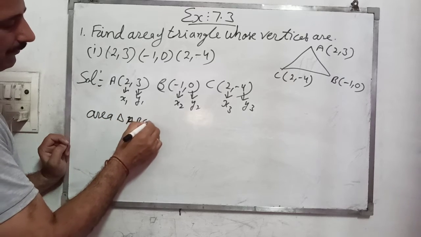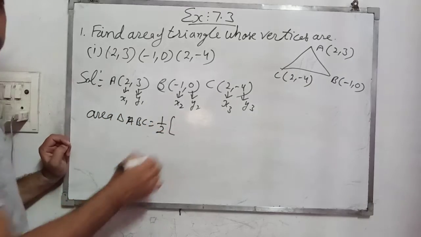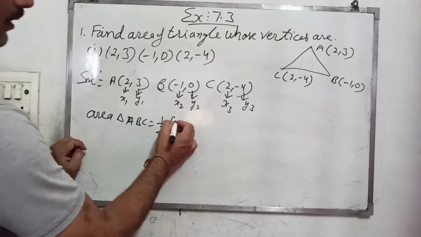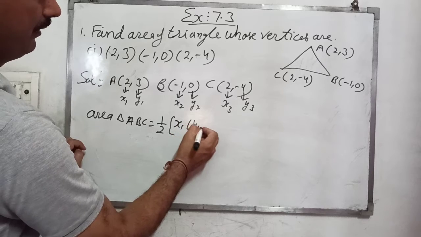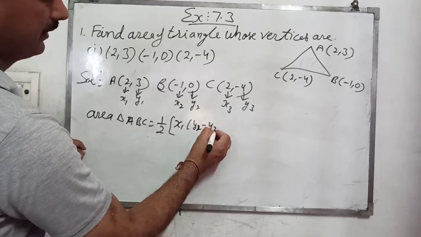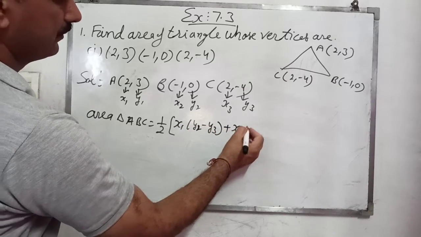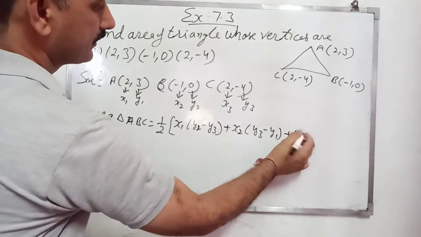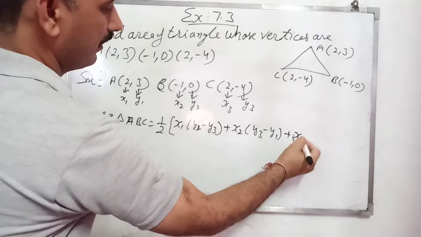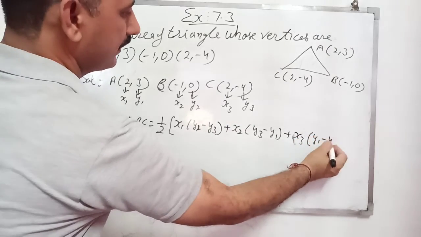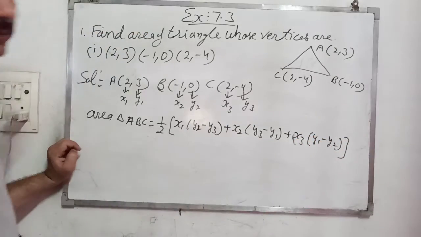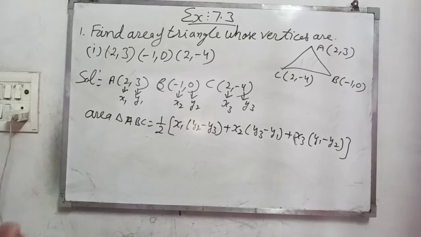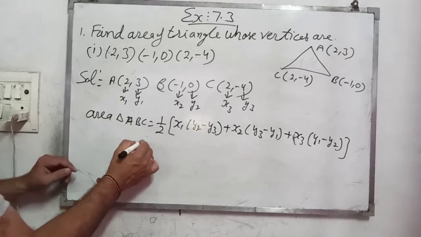ABC. The formula is 1 upon 2. Area of triangle, the formula is 1 upon 2 [x1 (y2 minus y3) plus x2 (y3 minus y1) plus x3 (y1 minus y2)], right? So that is the formula to find the area of the triangle. Now put the values of the coordinates.